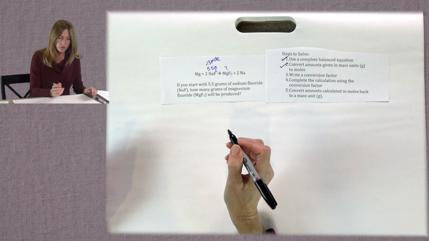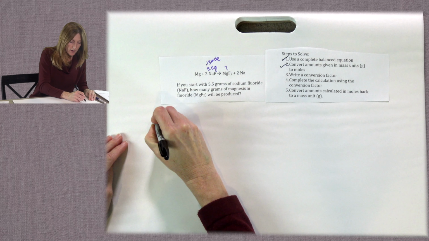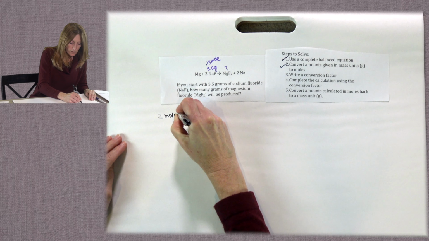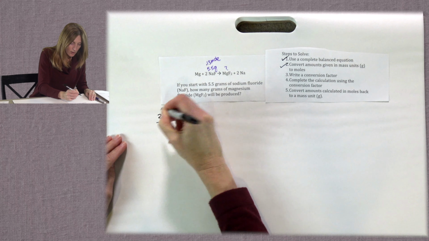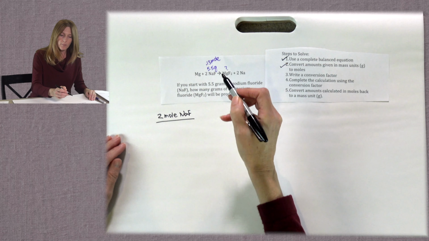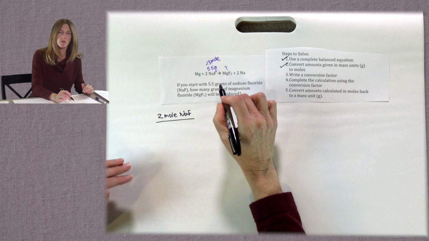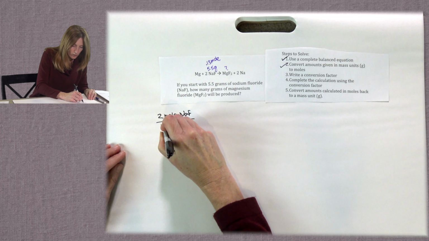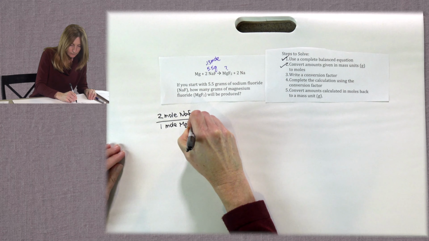So there are two conversion factors we could write. There's a 2 in front of the sodium fluoride. So we know that for every 2 moles of sodium fluoride that we start with, we will produce 1 mole of magnesium fluoride. Remember, if there is no coefficient in front of a compound, you can assume that the number is 1. So let's write that down. 1 mole of magnesium fluoride.